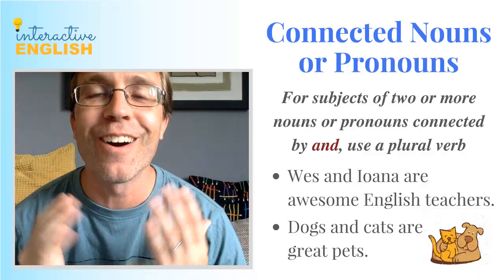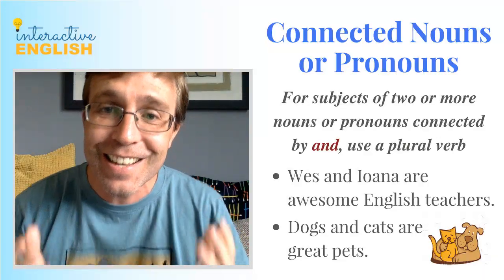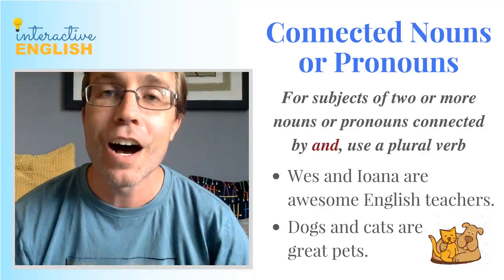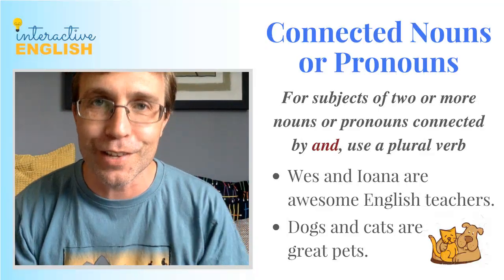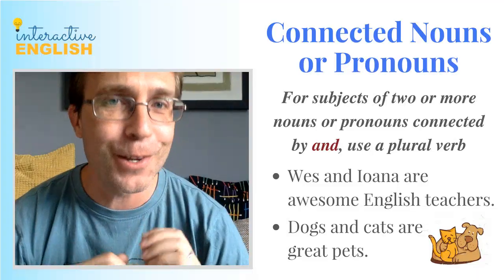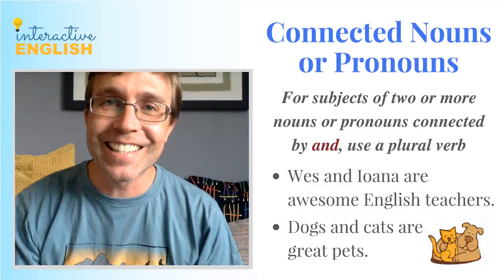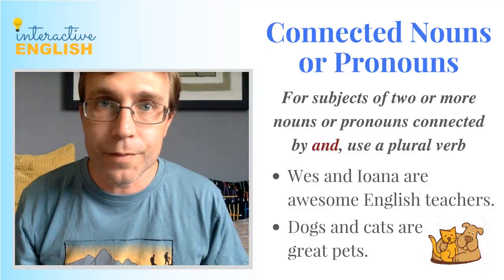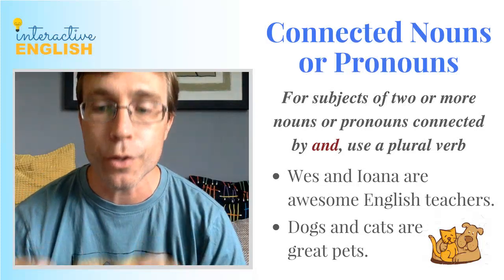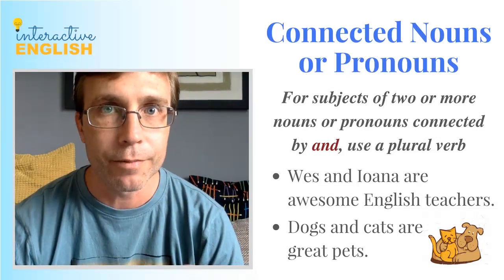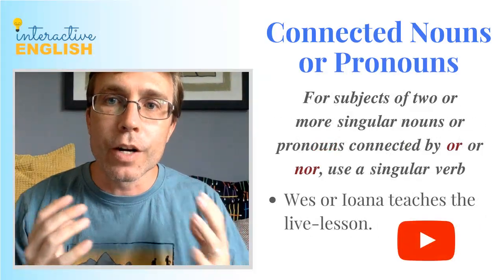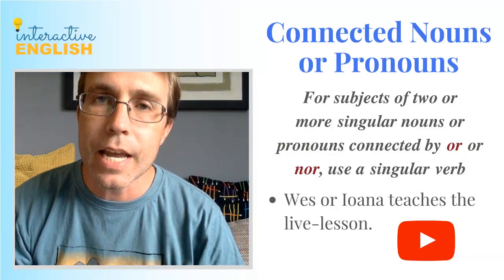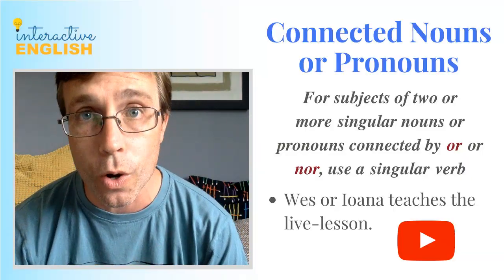Wes and Joanna are awesome English teachers. Yes, Wes is a subject and Joanna another subject. So we're going to use the plural form are. Wes and Joanna are awesome English teachers. We are also very modest too. So the next sentence, dogs and cats are great pets. We have different subjects connected by and, we use the plural form. Easy enough. Let's continue.